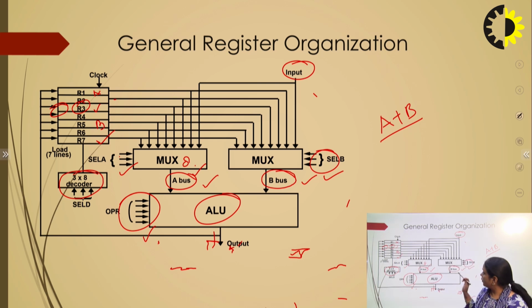I am going to repeat again. General register organization means more than one register. In this case, we have 7 registers. So, in this case, we are performing A plus B. Now, again, the major role is played by the control word. We will see how the control word will be generated here.